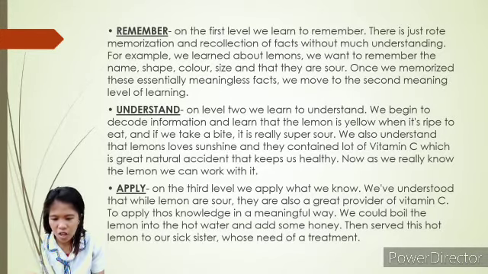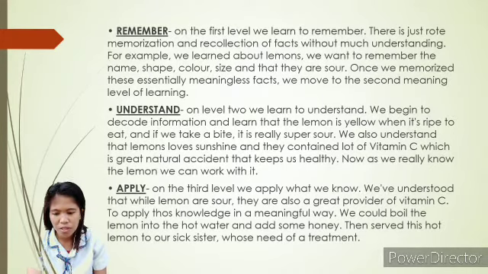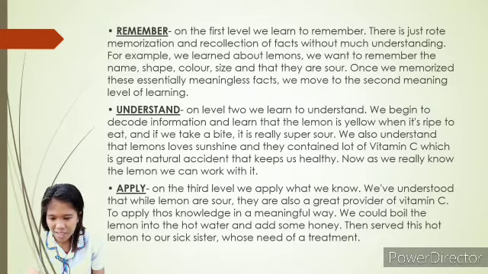And next is understand. On level 2, we learn to understand. We begin to decode information and learn that the lemon is yellow, when it is ripe to eat, and if we take a bite, it is really super sour. We also understand that lemons love sunshine and they contain a lot of vitamin C, which is a great natural antioxidant that keeps us healthy. Now as we really know the lemon, we can work with it.